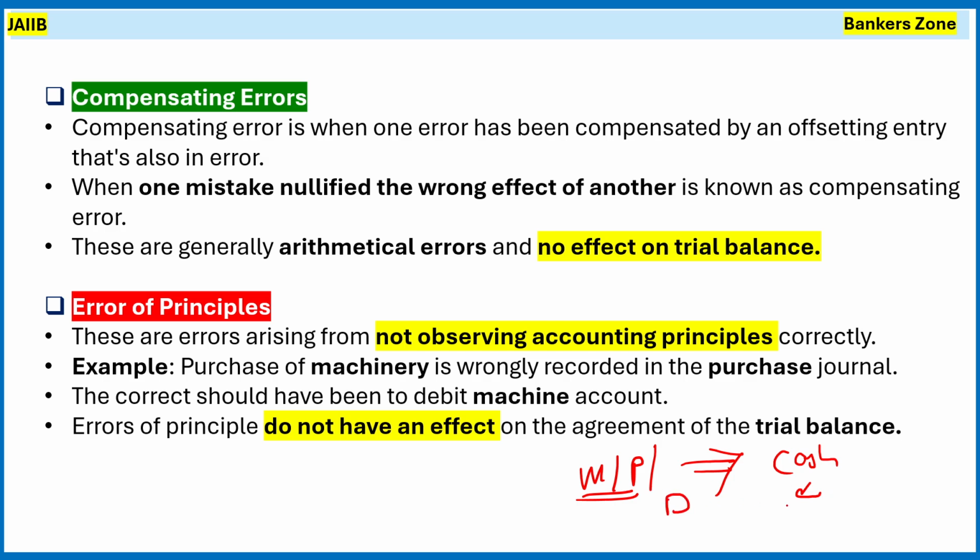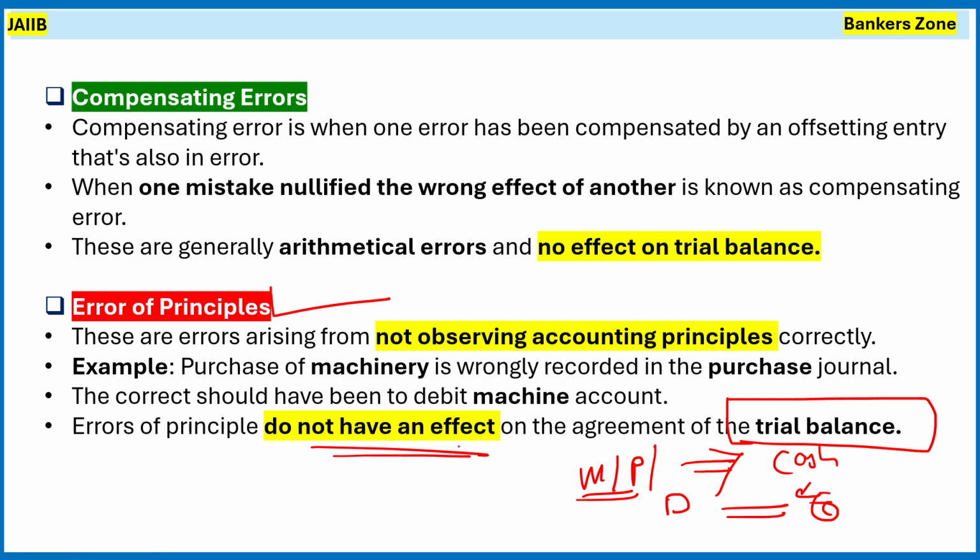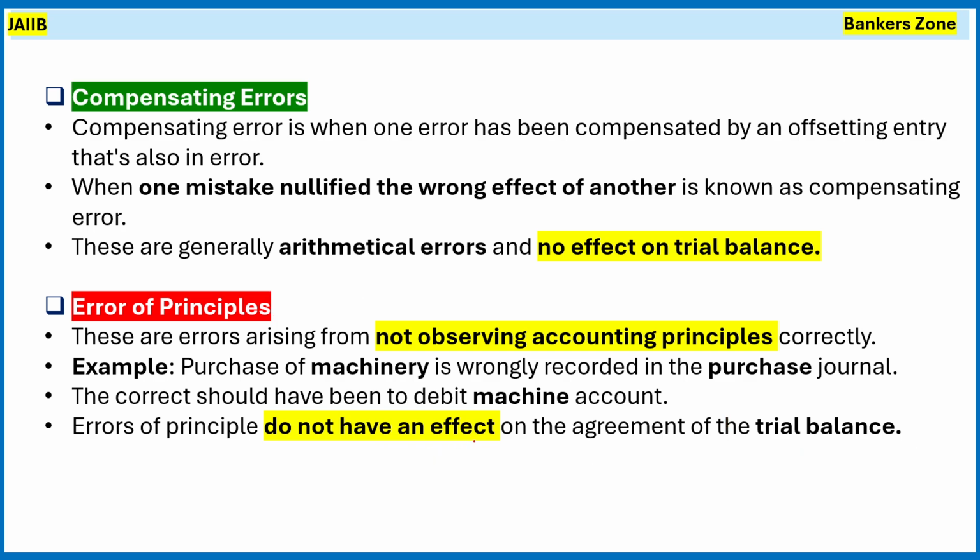Total debit and total credit here are matching. So why worry here? That's why we can say the trial balance will not be affected by an error of principle. It does not have an effect on the trial balance. Okay, now which error will affect the trial balance?